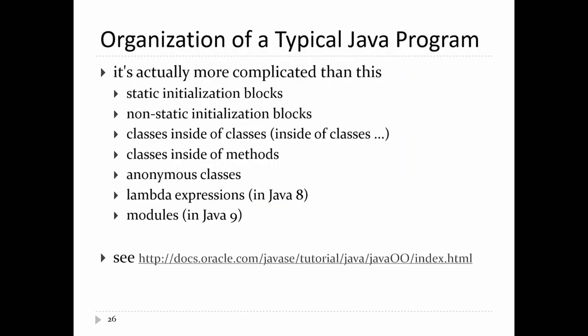And it's actually much more complicated than this. In a typical Java program, there can be many other features, some of which we see in this course and some of which we don't. There's just a list of stuff that you might see in a class. If you want to know more about these, click. We'll see later on in the course, for example, classes inside of classes. But a typical Java program can be quite complicated.